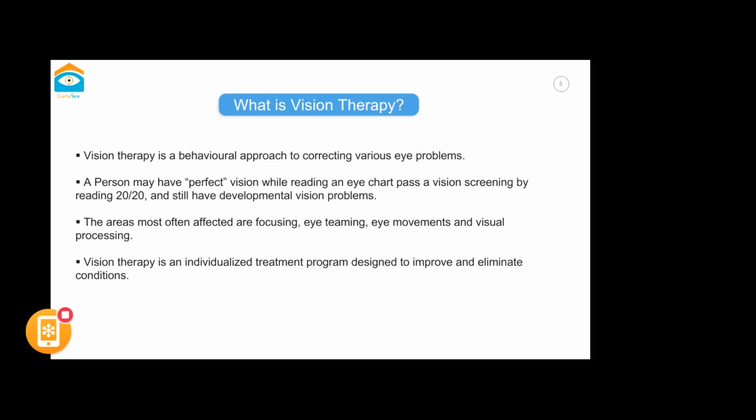Eye movements and visual processing are some other aspects. Eye movements: can the child use the eyes, read, and so on. And then comes the visual processing. Under visual processing, whatever the child is being able to see.